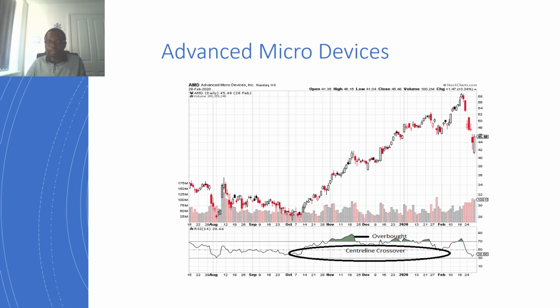And you can see that the price continues to increase for an extended period as long as the RSI stayed above the center support line. So as long as the RSI stayed above 50, you can see that there was an increase in the price movement on this particular stock.